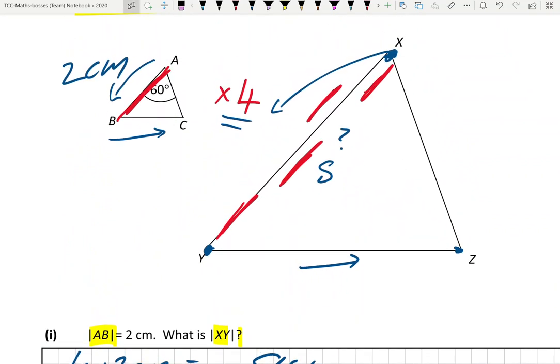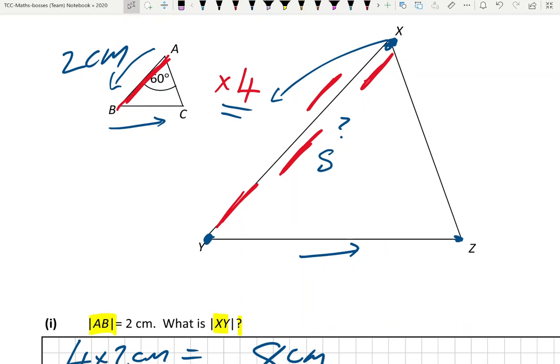Well, one of the things we know about dilated or enlarged triangles is they're similar. And the special thing about similar triangles is all the corresponding angles are equal. So it's really simple. You don't have to do any calculation. You just have to say the answer is also 60 degrees.